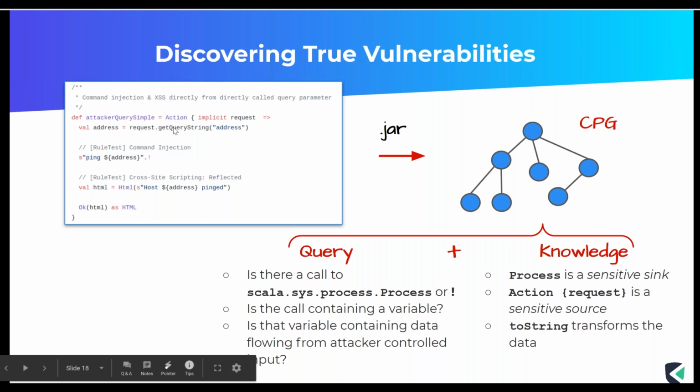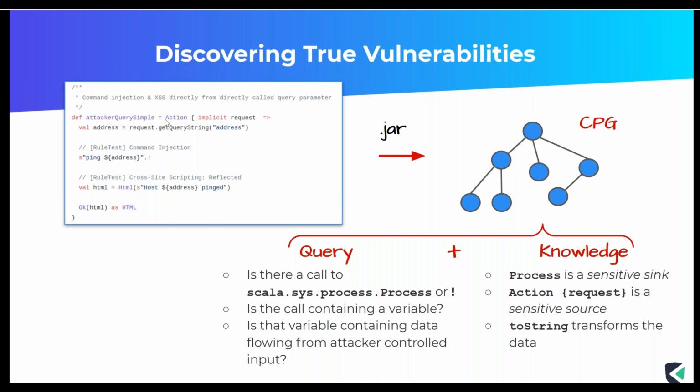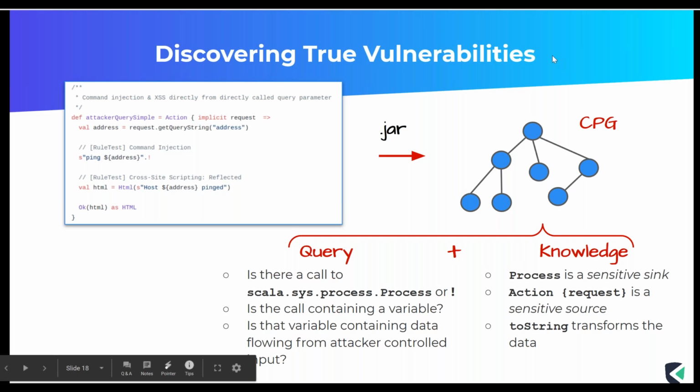There's an action being used here. It's a builder for the method attackerQuerySimple, which is a handler. Is this a sensitive source? Yes, it looks like a sensitive source, and it has request as its implicit data. That also looks like a sensitive source. Is there any other method like toString which is transforming this data somewhere? Can that be important for me? Yes, it could be. So you have all this information as your knowledge.